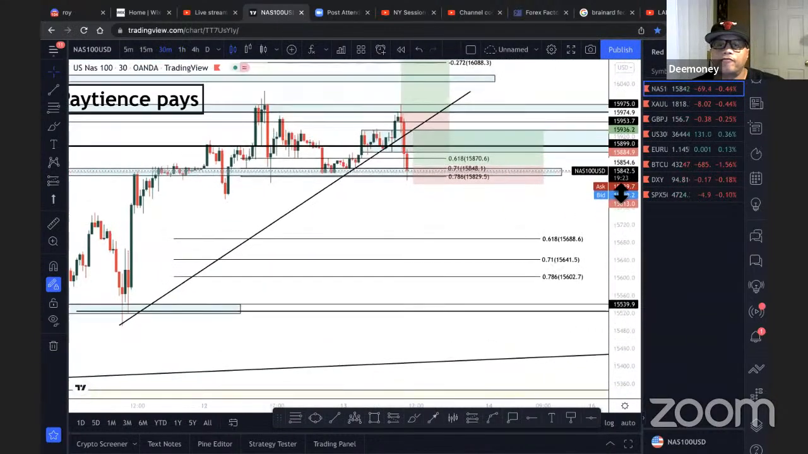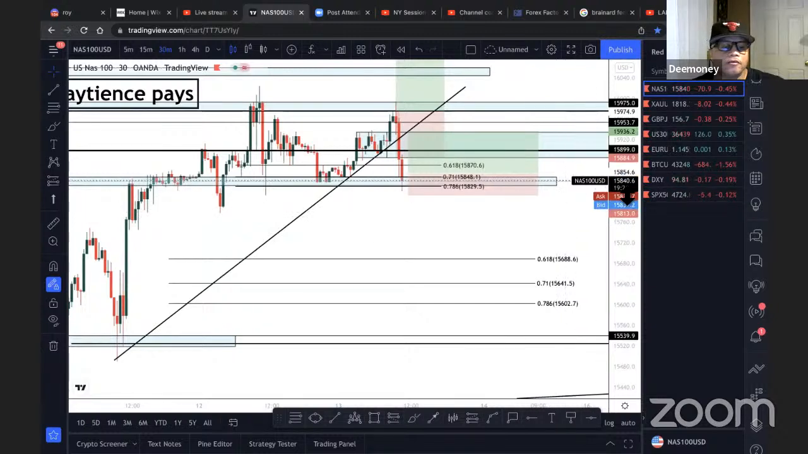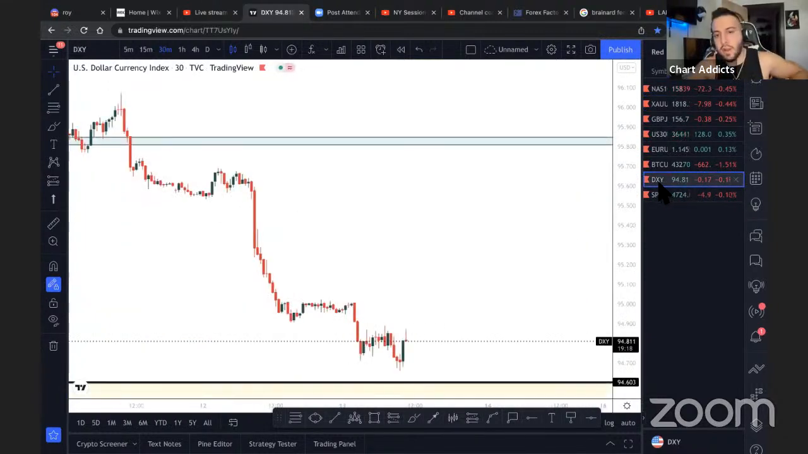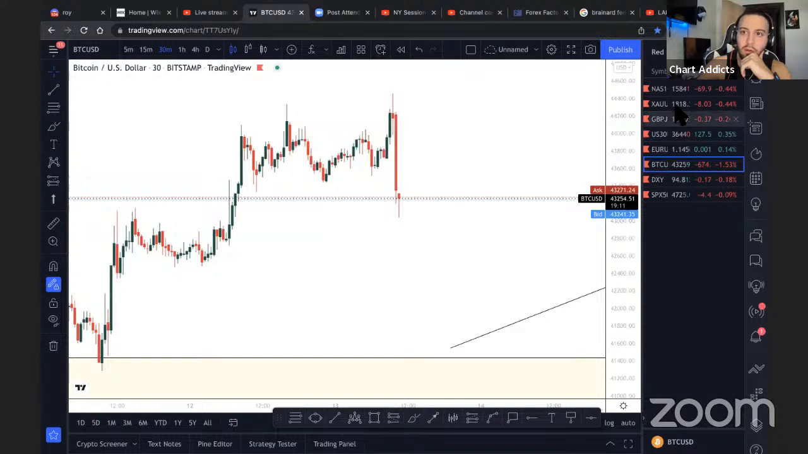EUR/USD is starting to fall out the sky too. Yeah, the dollar is getting ready to turn around. That's why a lot of the trends that we've been seeing in the week are going to start to reverse. So you see Bitcoin starting to turn back around.